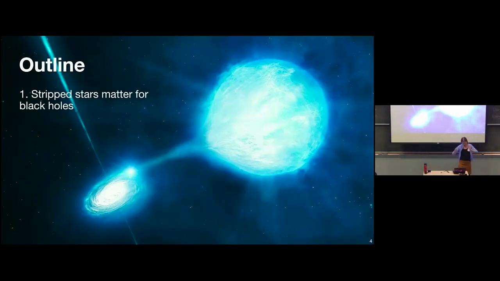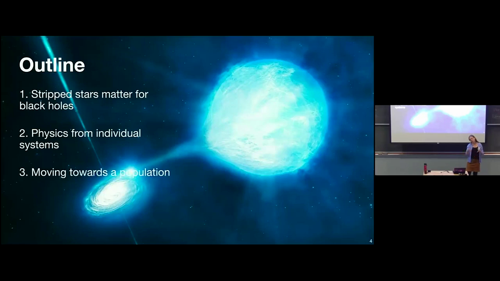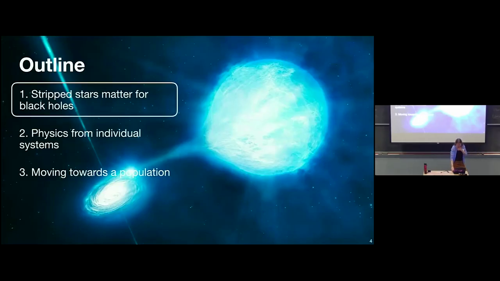First, that strip stars, they matter for black holes. Then I think we will go into the physics that we can learn from individual systems. You remember what Tom said yesterday? I thought it was beautiful phrasing, that you can learn a lot from just individual systems, and this is also where we are at this point in strip star observations. We don't have large populations yet, but if we were to have large populations, this is what we're going to reach finally in the presentation. So let's start with the strip stars that matter for black holes.